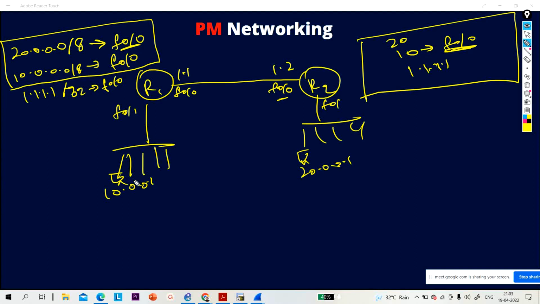Because 10.0.0.8 should be showing on FastEthernet 0/1, not 0/0. Suppose the IP address is 10.0.0.100, so it will become the default gateway, 10.0.0.100. And then on the other side you also need to configure 20.100, and the default gateway is 20.100. Now, what is the reason why this machine is not able to ping this machine?